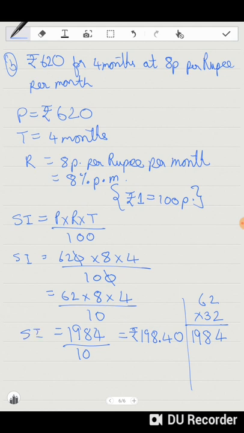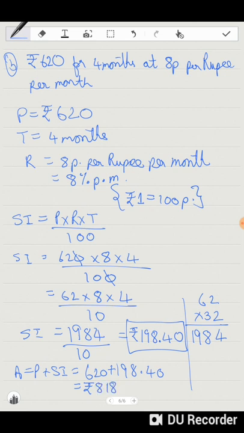So my first answer, simple interest, is rupees 198.40, and hence amount will be P plus SI, which is nothing but 620 plus 198.40, and hence the answer is rupees 818.40. And that is our second answer. Clear?